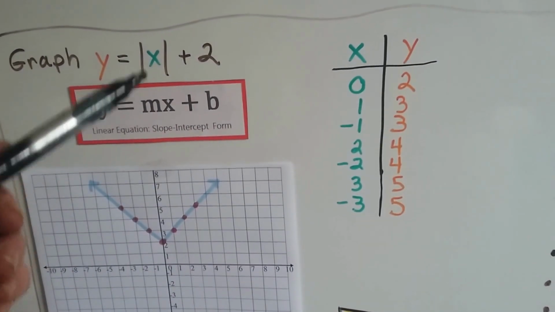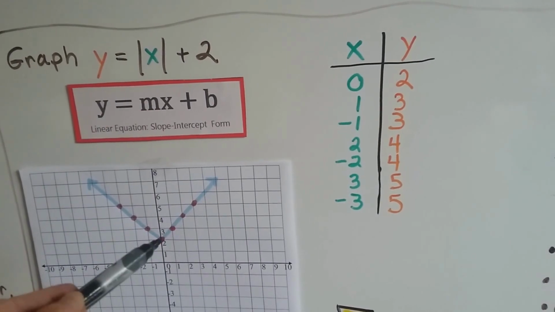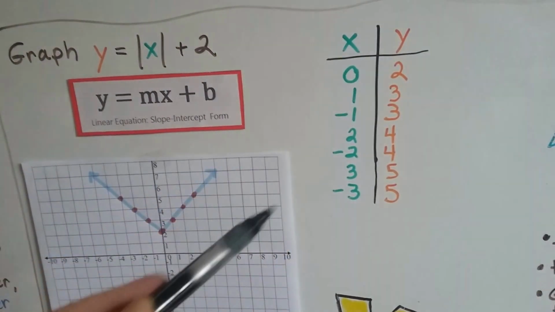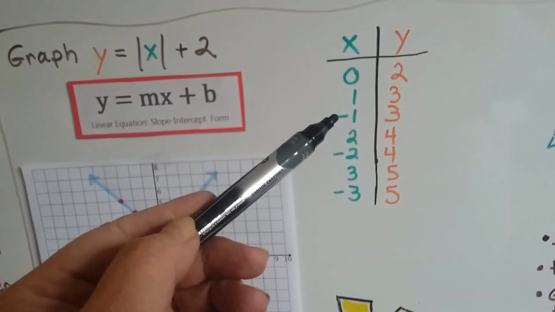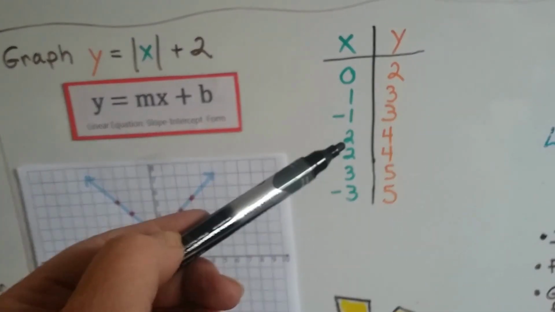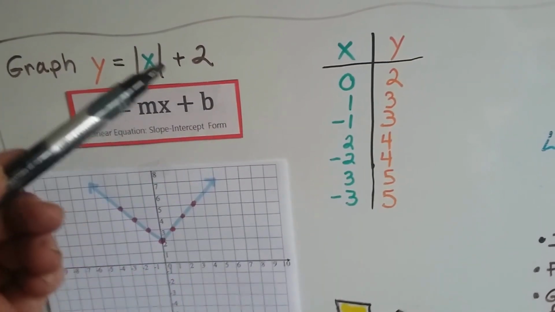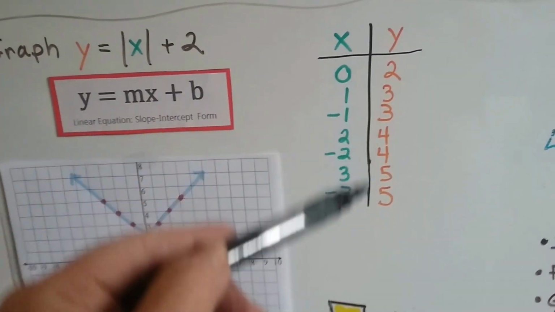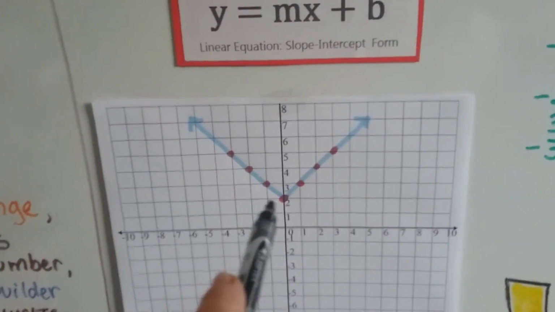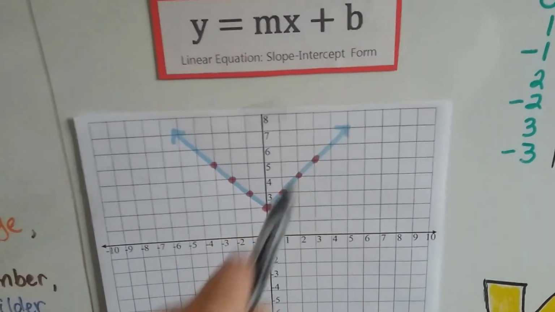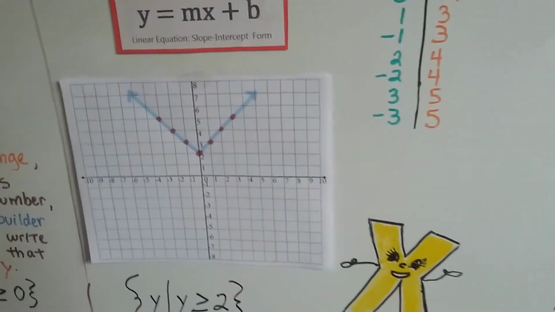if x is a 0, it's going to be on a 2, because it tells us that. And if x is a 1, it's going to be on a positive 3. If it's a negative 1, it's going to be on a positive 3. If it's a 2, it's going to be on a 4. If it's a negative 2, it's going to be on a 4, because we have to add that 2 to it, see? And what will happen is we'll end up with two arrows shooting out like this, and we'll be able to graph the points, see?